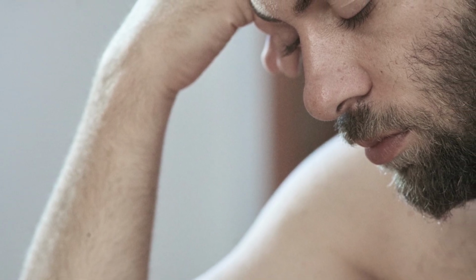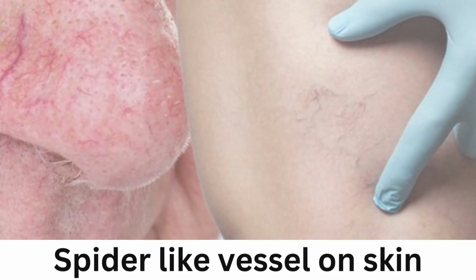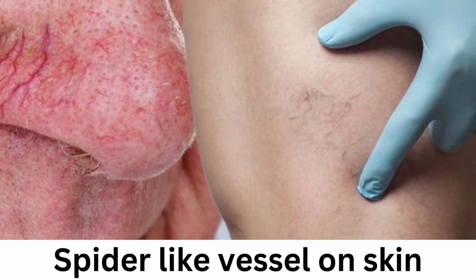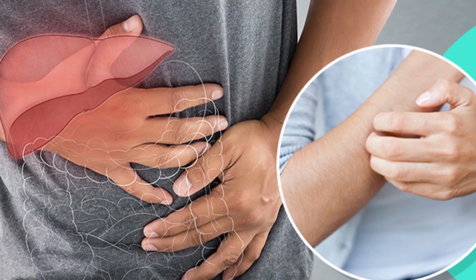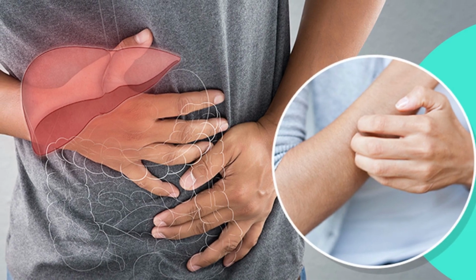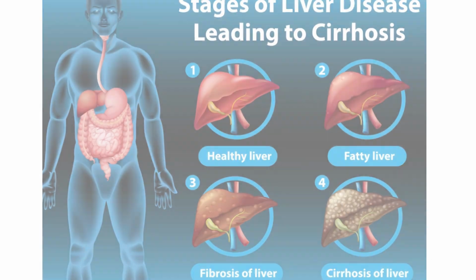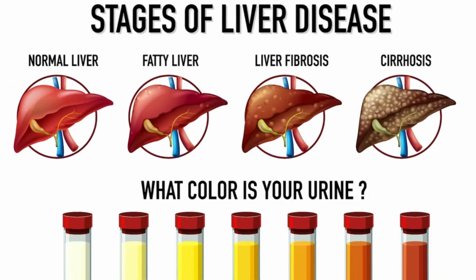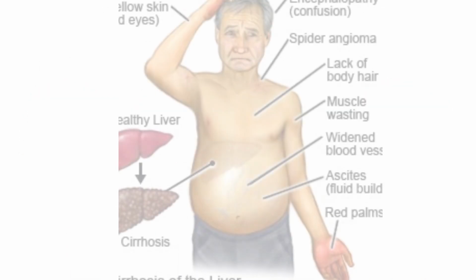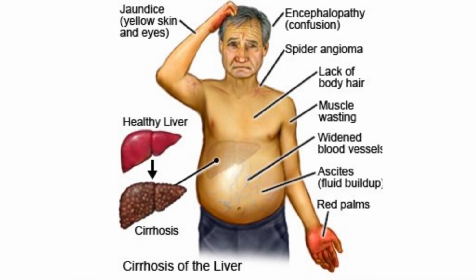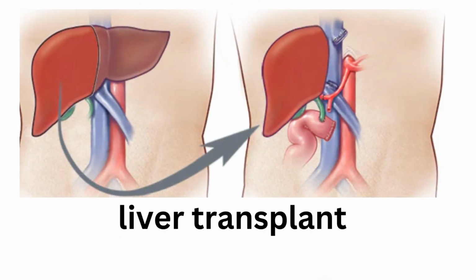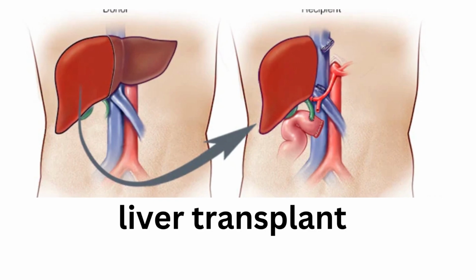Symptoms of non-alcoholic steatohepatitis include severe tiredness, weakness, weight loss, yellowing of the skin or eyes, spider-like blood vessels on the skin, long-lasting itching. Non-alcoholic steatohepatitis that turns into cirrhosis can cause symptoms like fluid retention, internal bleeding, muscle wasting, and confusion. People with cirrhosis over time may develop liver failure and will need a liver transplant.